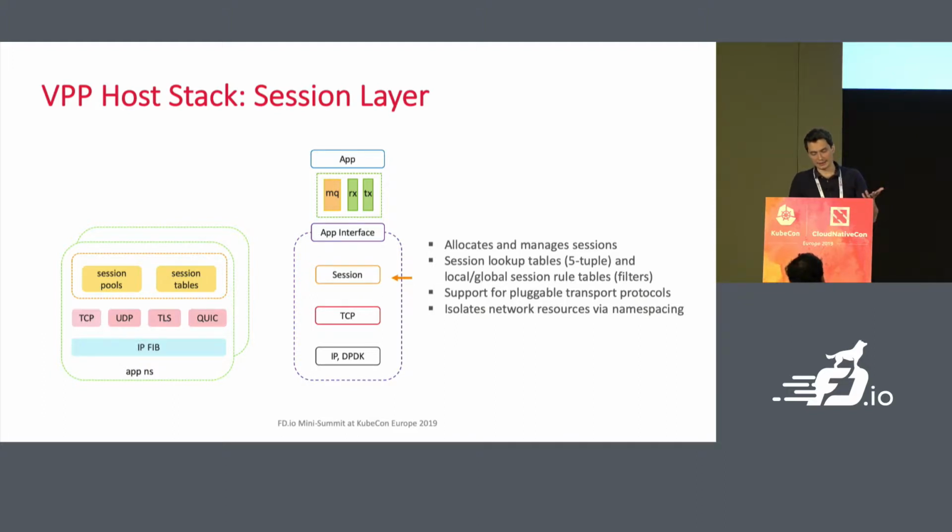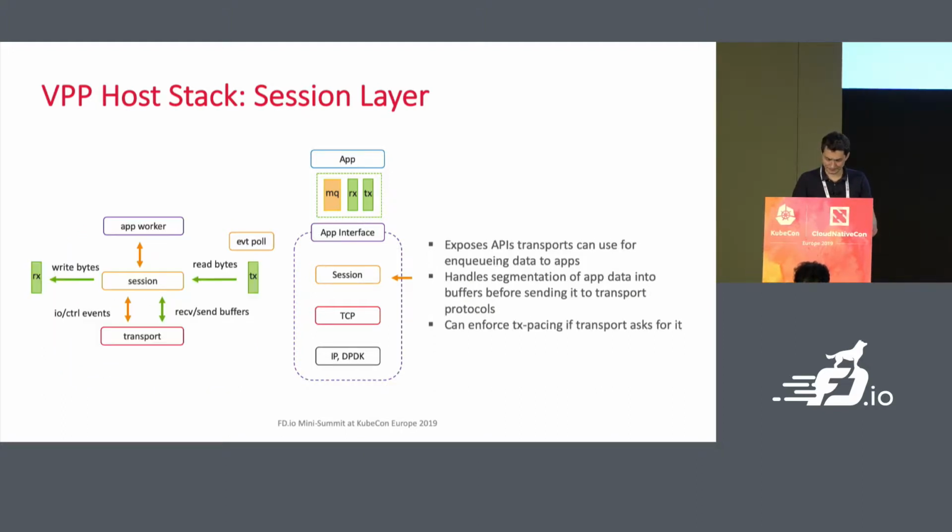And finally, the session layer can provide isolation of network resources, and network resources here are like IP fibs via something that we call application namespacing. And for instance, if an application is configured to use a given namespace, a given application namespace, it can only connect or receive connections within that namespace or using its own specific IP interface or network interface, let's say.